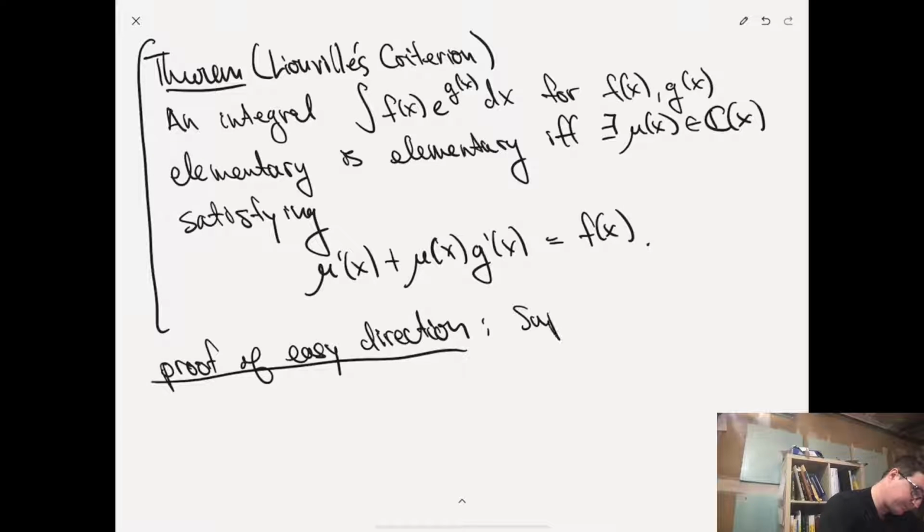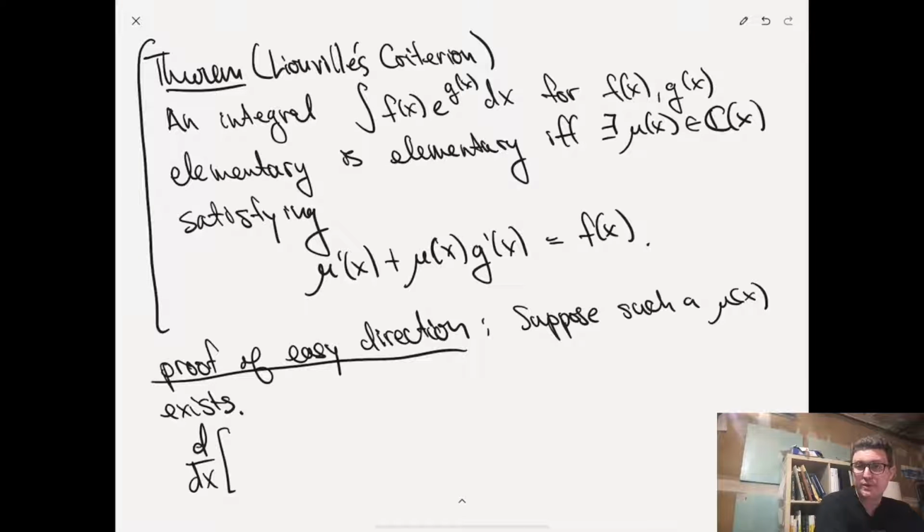So suppose such a mu exists. Then what we'll do is take a derivative. Let me write it over here. Essentially we're going to write the integrand as a derivative of something and then apply the fundamental theorem of calculus. So I think this is mu of x e to the g of x. I think this is the correct thing that we're supposed to do.